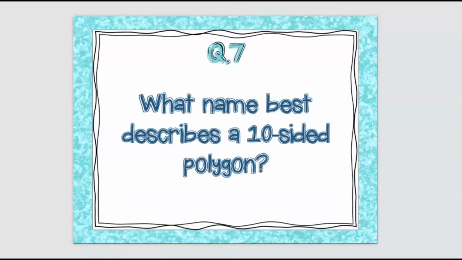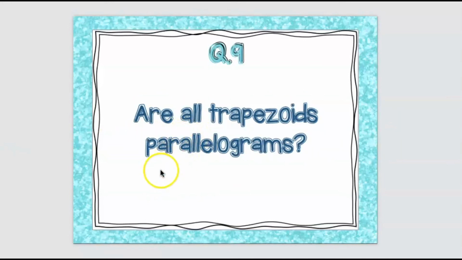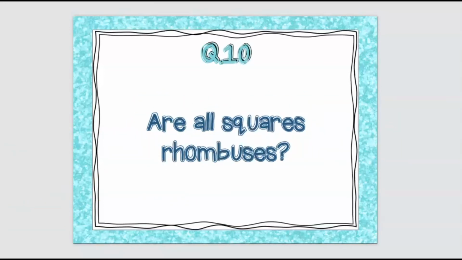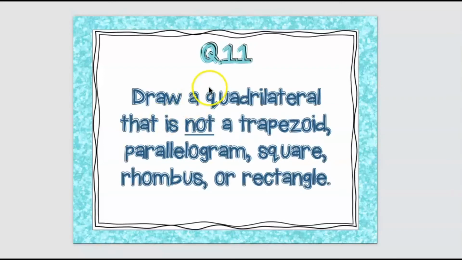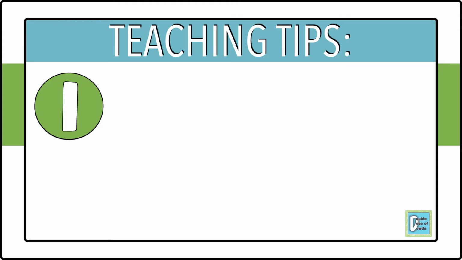Then lastly, a couple of abstract levels. What name best describes a 10-sided polygon? This is a straight up vocabulary question in this case. Are all trapezoids parallelograms? Are all squares rhombuses or rhombi? So those are questions they should be able to answer, as well as they should be able to draw a quadrilateral that is not a trapezoid, parallelogram, square, rhombus, or rectangle. These sorts of higher level thinking questions should be used in your classroom, whether you're teaching 3rd, 4th, or 5th grades. But this is an abstract level of a question. Usually I move into ways that you can use intervention and enrichment to help students who are either struggling or who are doing really well.